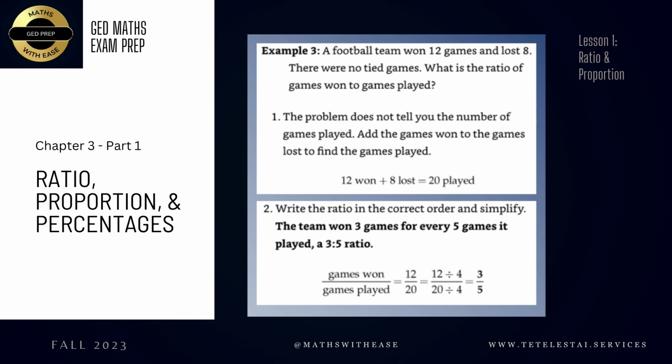So you would write your ratio as 12/20, and then you should immediately recognize that 12 and 20 share a common factor, which is 4. So you divide 12 by 4, you get 3. 20 divided by 4 is 5, and you can give your answer that the team won 3 games for every 5 games that it played, or a ratio of 3:5. Okay.